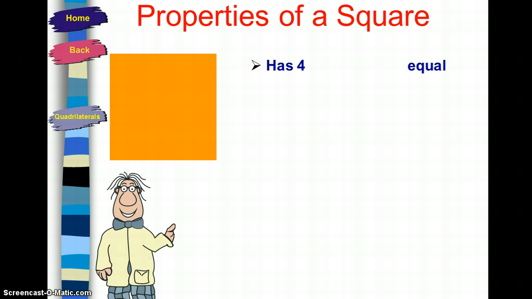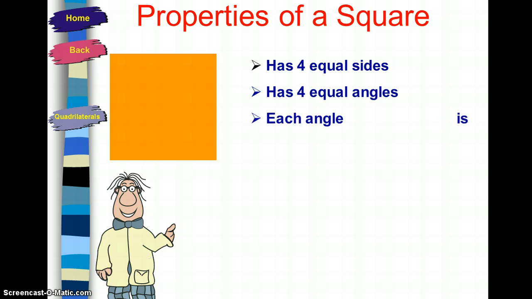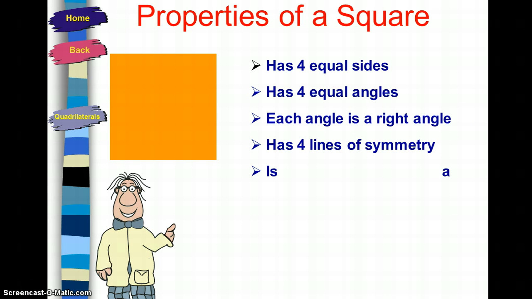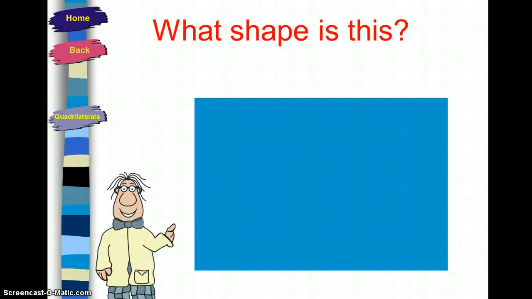Alrighty, properties of a square. 4 equal sides, all the same length. 4 equal angles, and they are all right angles. And 4 lines of symmetry. It's a regular shape because all the angles are the same and all the sides are the same. So that makes it regular. So it's special. This one here?